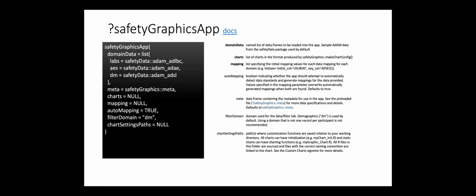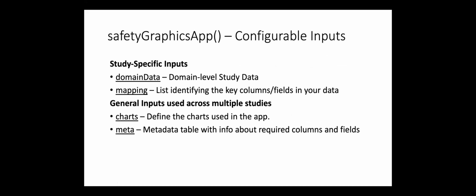And now we're going to start getting into some of the customizations that you can call on that SafetyGraphics app function. So this is all documented in the package, right? If you just do ?SafetyGraphics app, you're going to get a set of kind of technical documentation for what the options are and the defaults. So you can see for domain data, for example, the defaults are pulling the ADaM data from that safety data package.